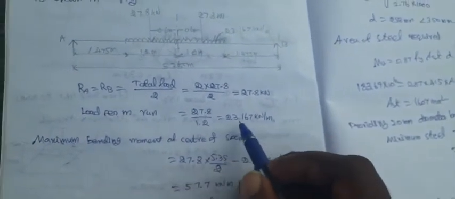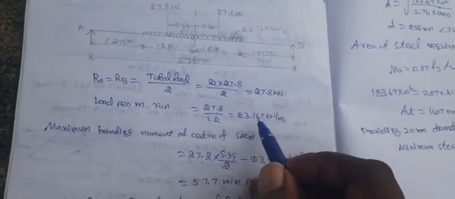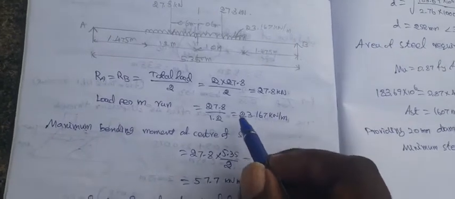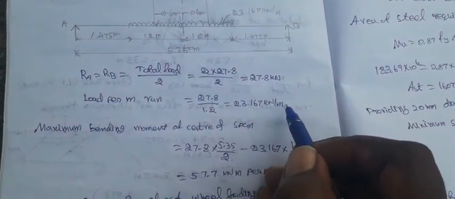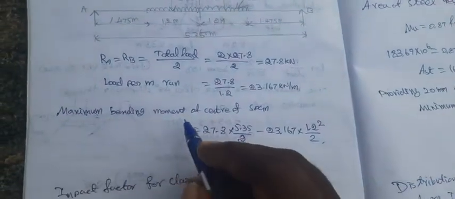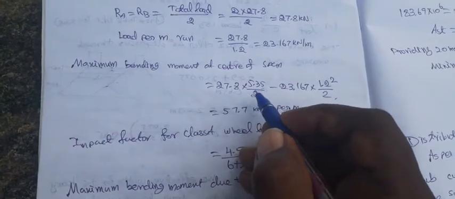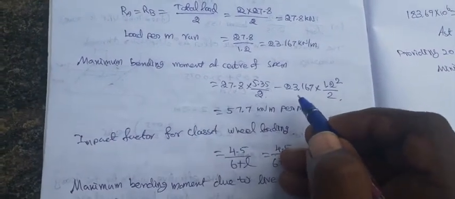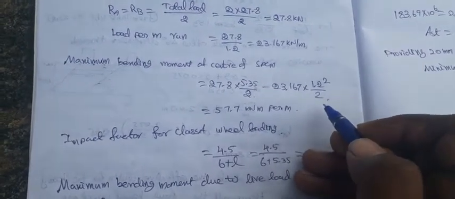So I am reducing here. For every 1 meter length, it has 23.167 kilonewton. So I am writing here 23.167 kilonewton per meter. So the maximum bending moment at the center of the span will be 27.8 into 5.35 divided by 2 minus 23.167 into 1.2 whole square by 2.